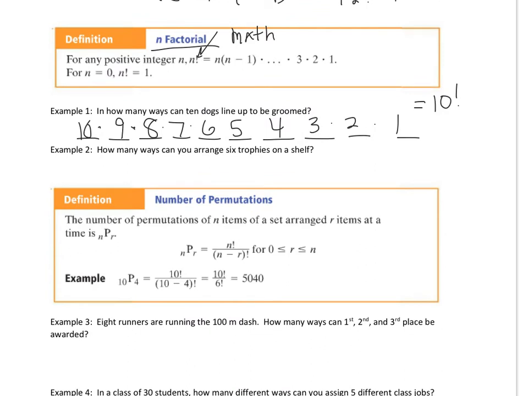Another example: how many different ways can you arrange 6 trophies on a shelf? Using all 6, so 6, 5, 4, 3, 2, 1. So this is 6 factorial. You can do that on your calculator.